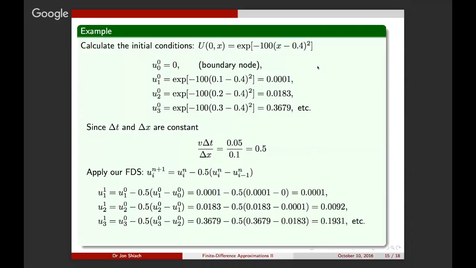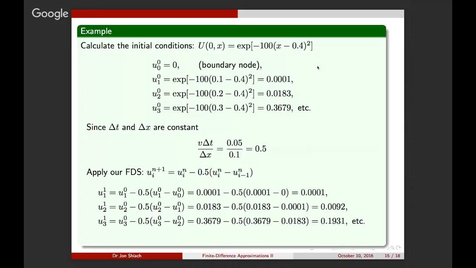And then you just apply the finite difference scheme. That was our scheme. So the next value is equal to the current value minus 1/2 times the current value minus its left-hand neighbour. So U1 is equal to the initial value of U1, which is 0.0001, minus 0.5 times its initial value minus its left-hand neighbour, which has a value of 0. You just plug it into a calculator or MATLAB or something, and it calculates.